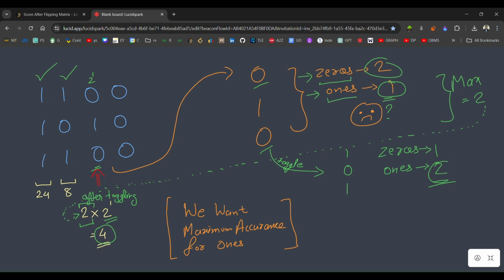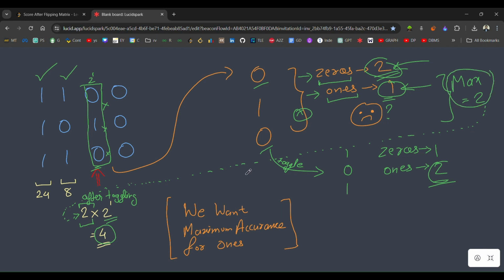So let's say ones are having the maximum number, so I'm not toggling it. And let's say zeros are having the maximum count, so I'm toggling it. Even after toggling it, ones will be converted to this number, right? So basically I'm getting the maximum of these two counts. Without going and iterating through these values and toggling them, I can directly get the value after toggling. That will be the maximum of these two values, right?